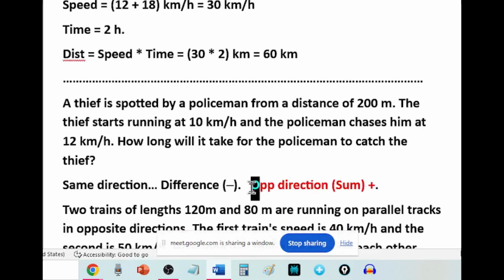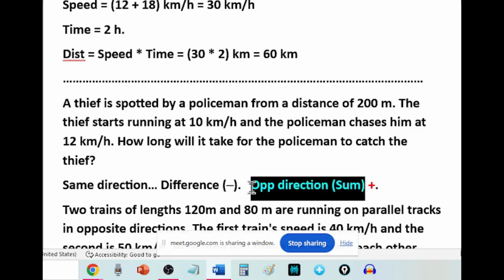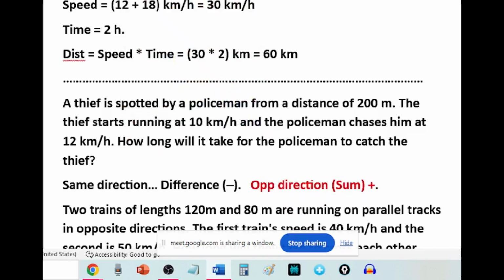A thief is spotted, means seen. A thief is spotted by a policeman. That means one policeman sees the thief. Where is the thief? 200 meters away. Policeman is in one place, thief is 200 meters away. Now both are running. Thief is running at 10 km per hour and the policeman is chasing him at 12 km per hour. Understood the meaning?